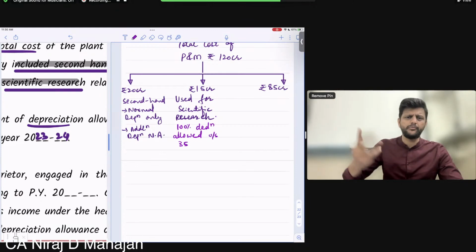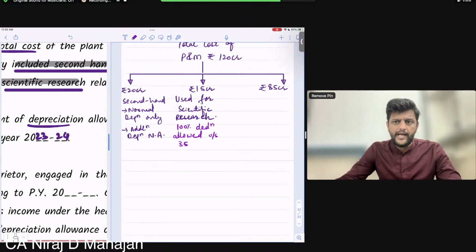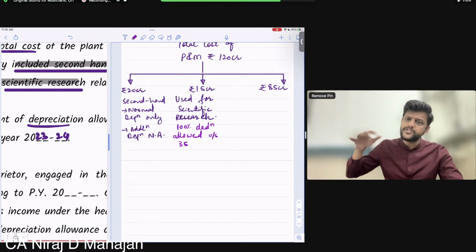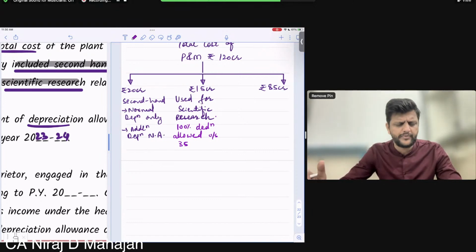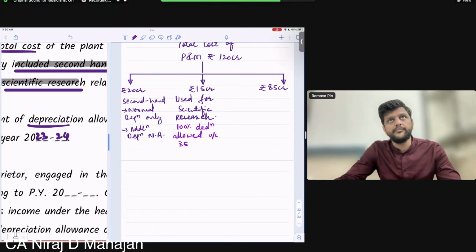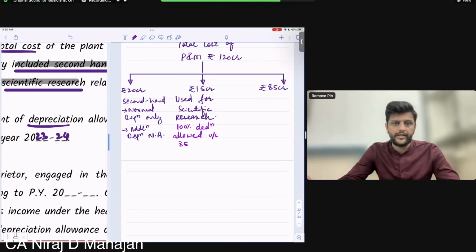But in the actual books of accounts, what will happen? They will give depreciation for 10 years, 15 years, whatever may be the life of the asset. So there will be differences between the income tax point of view and the accounting point of view. Clear till here?